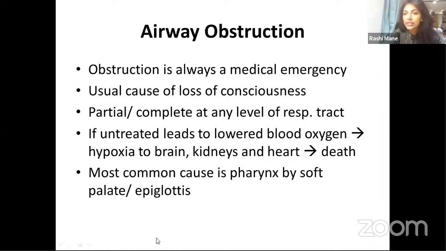The most common cause of an airway obstruction in the pharynx is either the soft palate, which is the soft part you feel right at the back.